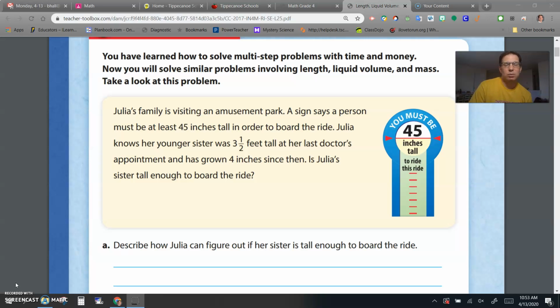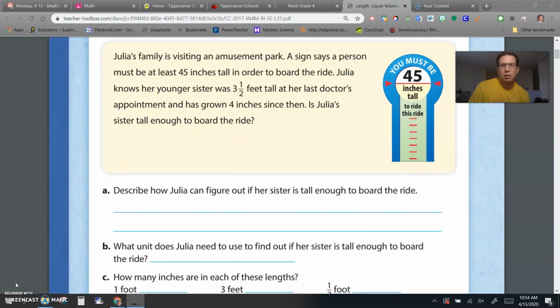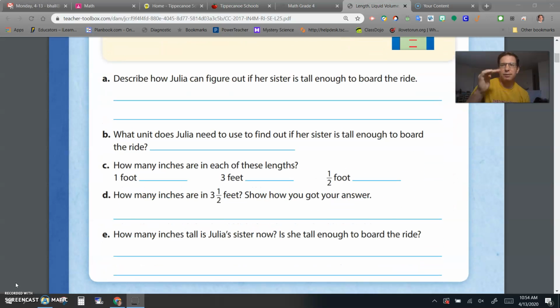This is just like if you go to Columbia Park and you have to be different sizes to ride the different rides. So describe how Julia can figure out if her sister is tall enough to board the ride. Oh, also this is page 286 in your MIB. So how can you figure it out?